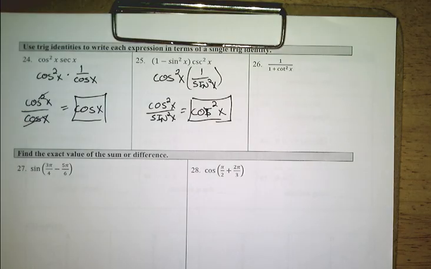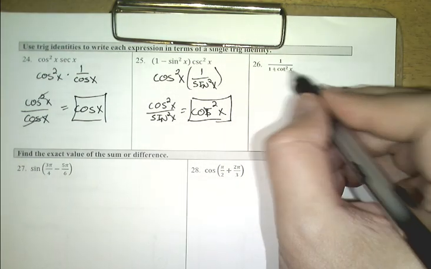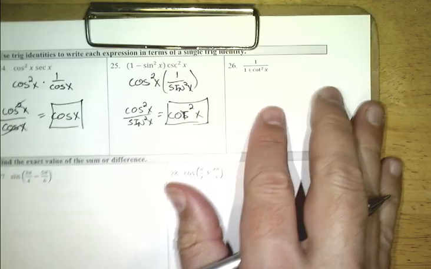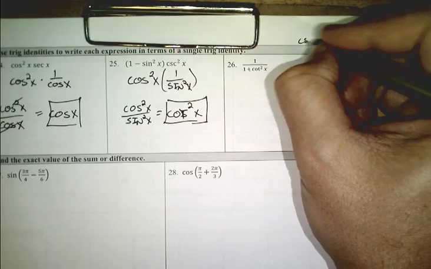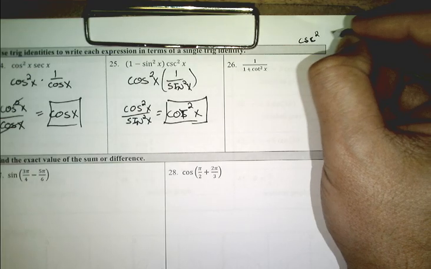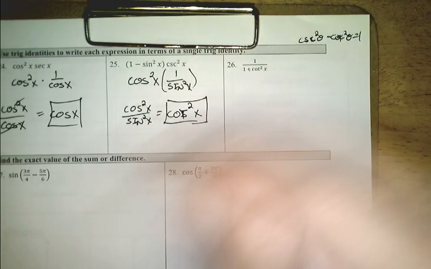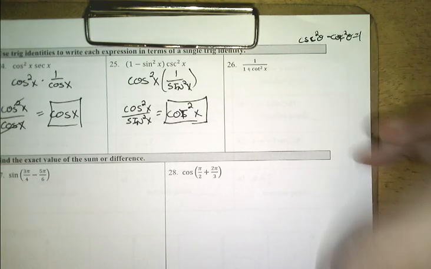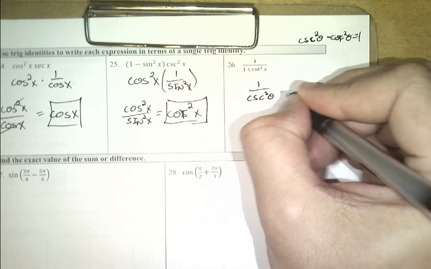Okay, number 26. We have 1 over 1 plus cotangent squared x. Again, we have addition with a cotangent squared x. One of our Pythagorean identities is cosecant squared theta minus cotangent squared theta equals 1. And so if I add cotangent squared theta to both sides, I get this. So this whole thing is going to be 1 over cosecant squared theta.